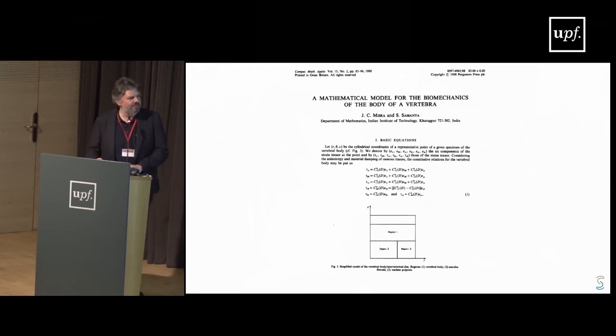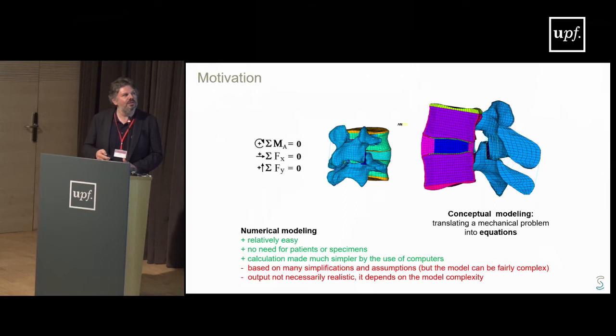Actually, there are many of these models in the literature. That's an example. You see this is the vertebra, this is the nucleus, and this is the annulus, and we have all the equations, and this model was solved analytically. So if you look in the literature, especially in papers from the 70s and the 80s, you can find many analytical models in which they use the equations in order to calculate values similar to what I showed before.